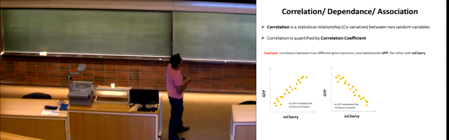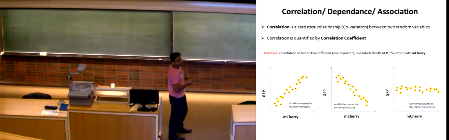If you plot this as a scatter plot, you just plot X versus Y, and you see this plot here. So one can say that as GFP increases, mCherry increases. Another case would be that if the GFP decreases, mCherry increases, or vice versa.